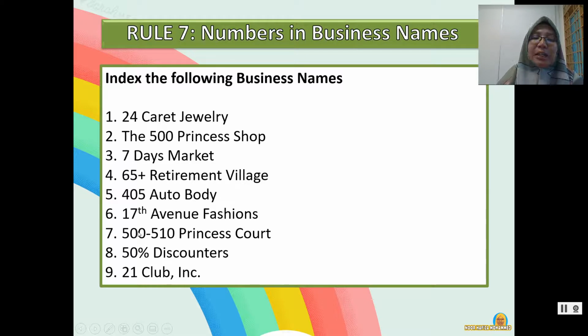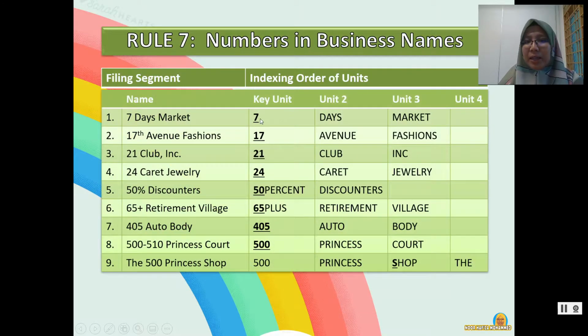And this one, 510. This is an inclusive number. So when it is an inclusive number, you only choose the first number, which is 500. And then you have a symbol here, and you need to close up 50%. And lastly is 21 Club Incorporation. Okay, so this is the answer. Can you see this one? I bolded this one because I want you to see how we arrange the numbers in ascending order from the lowest to the highest. Even though this one is a combination of words, we consider it the number 50, even though it has a percent sign and a plus here.